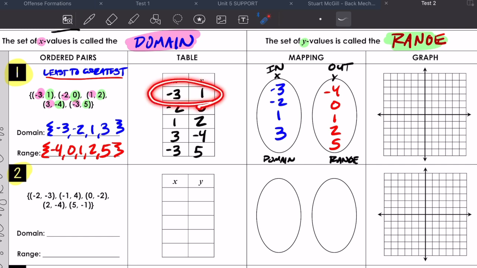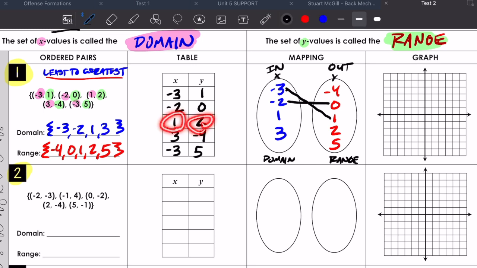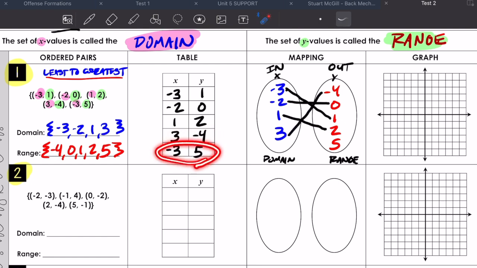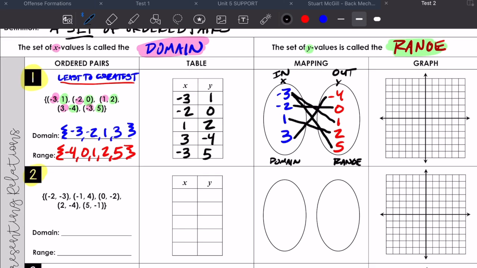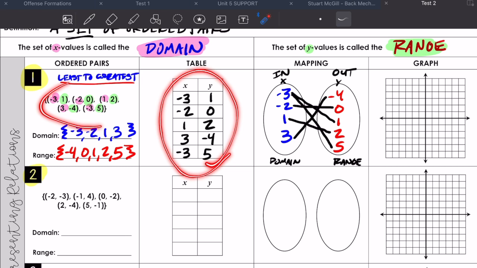So the first one, I have an input of -3, an output of 1. So I'm going to draw a line from -3 to 1, and I'm going to continue that idea. Input of -2, output of 0, so I'm going to draw a line from -2 to 0. Input of 1, output of 2. I'm going to draw a line from 1 to 2. Input of 3, output of -4. I'm going to draw a line from 3 to -4. And the last one is the one that makes this not a function. Input of -3, output of 5. So I'm going to draw a line from -3 all the way down here to 5, and that's what's called a mapping.